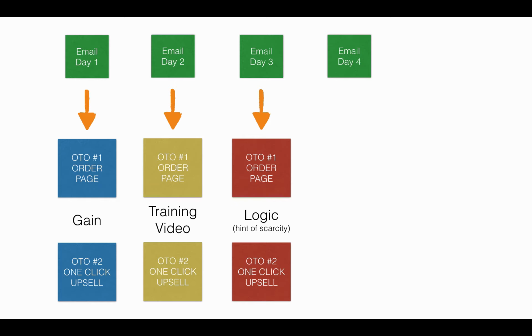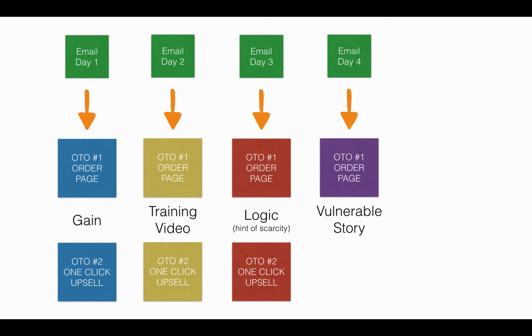All right, day 4. I think you're starting to get it. We're going to put them through a 4th funnel, one-time offer order page. This one uses the vulnerable story. So now you're going to get on there and, most people, they feel vulnerable. That's a story that's going to pull people in. Tell them your story. Tell them why you do what you do. Tell them what your woes are.